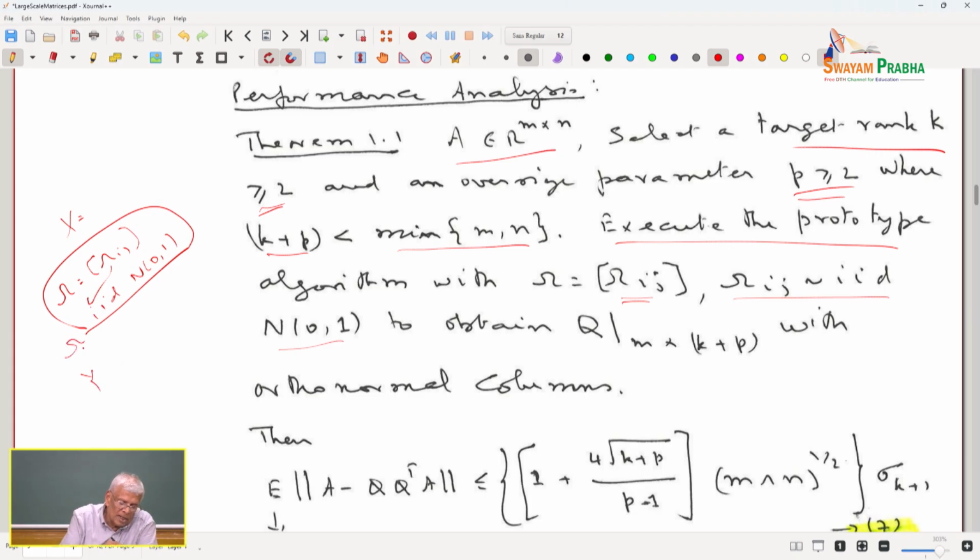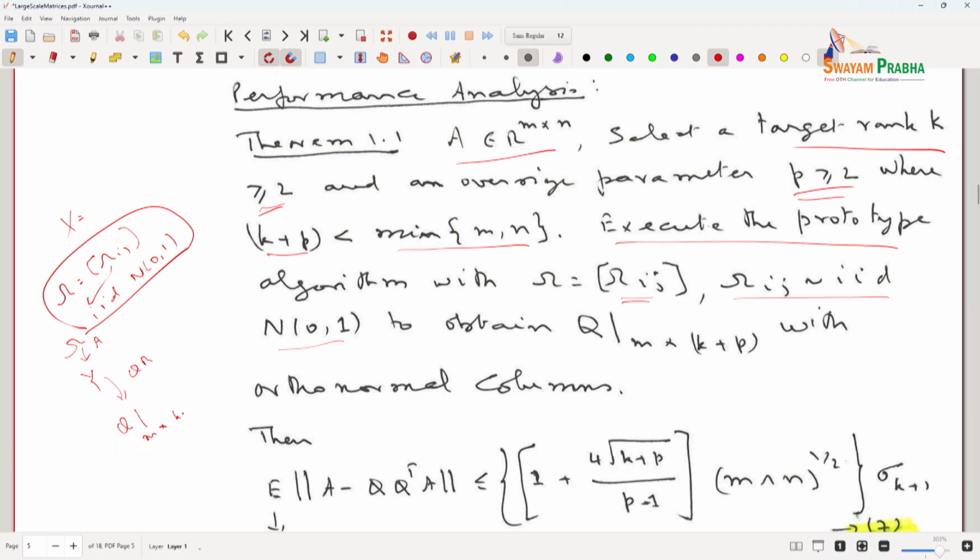So, omega to y using the transformation A, from y to q using QR transformation. So, this q is m by k plus p. That is the pathway. This q is the one that I am interested in for stage 1. Instead of being m by k, this is m by k plus p, and we know the reason.